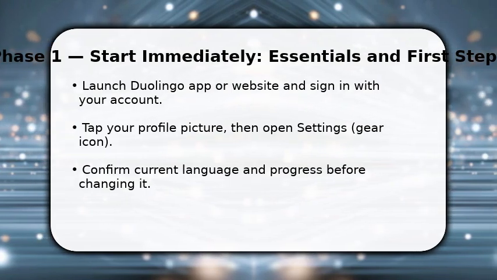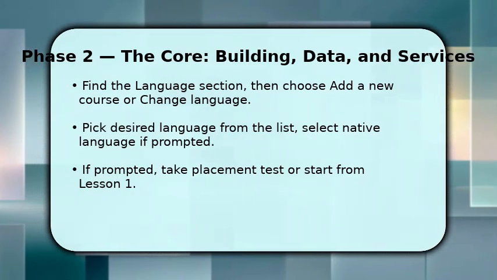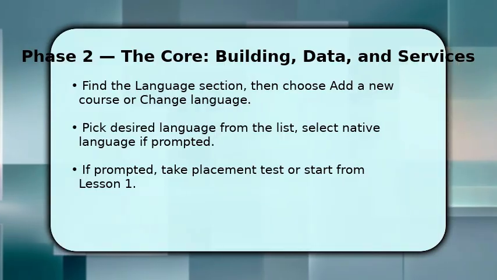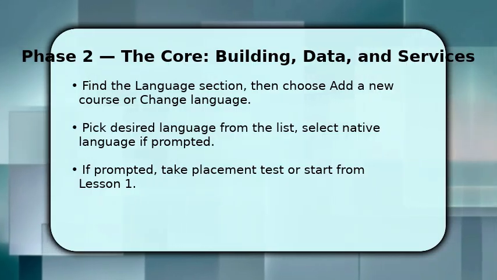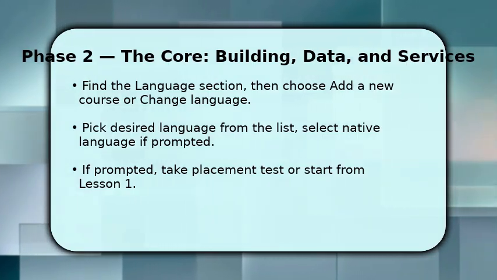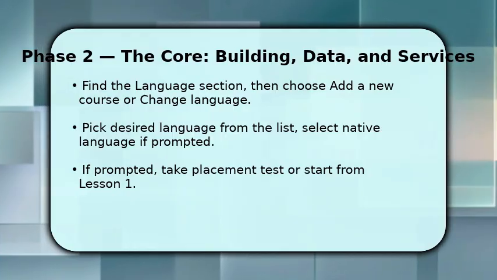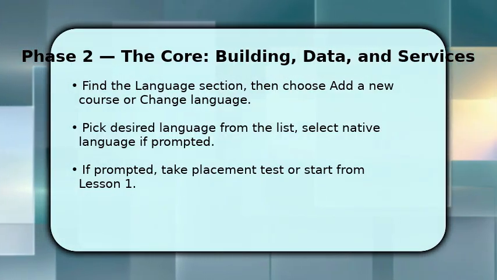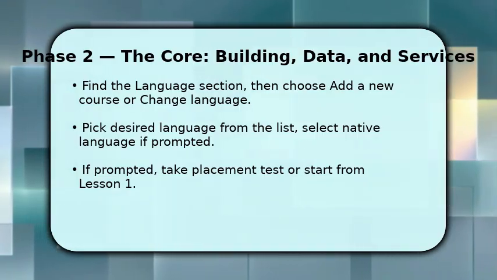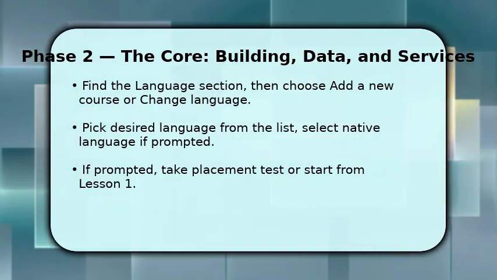Now you'll find the language section in Settings and choose Add a new course or Change language, depending on your app version. You pick the language you want, and when asked, confirm your native language so Duolingo matches the correct course. Once selected, decide whether to take the placement test to skip basics or to start from Lesson 1. Placement saves time if you already know some grammar.